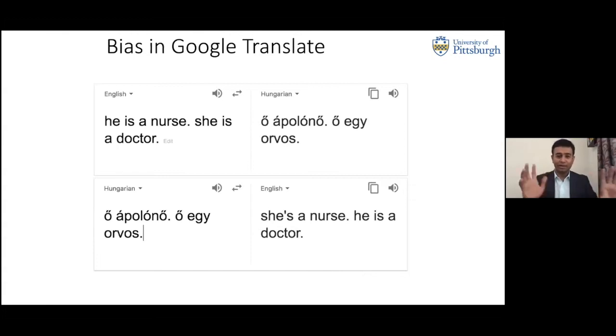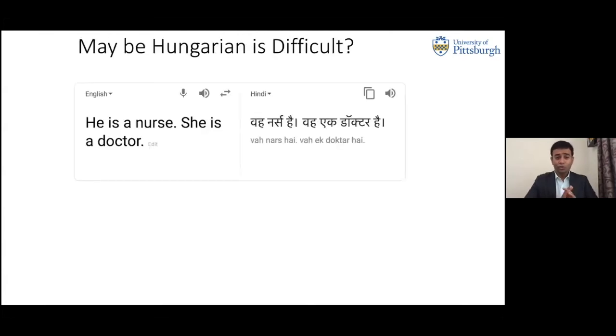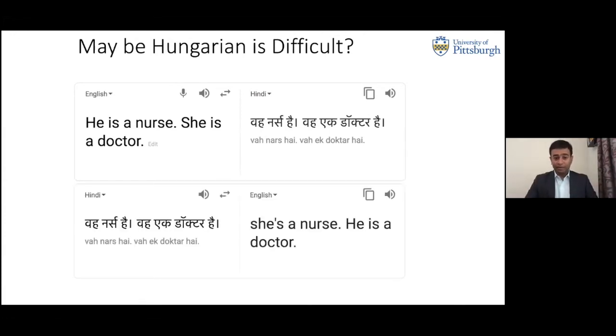So I thought, okay, I don't understand Hungarian, so let me do the same thing in Hindi, which is my native language. I wrote this English text and converted it into Hindi. I can see that this is a correct translation. So far, so good. But when I translate it back, the same problem happens again. "He is a nurse" has been replaced by "she is a nurse," and "she is a doctor" has been replaced by "he is a doctor." Now, because I know Hindi, I can tell you why it is happening.